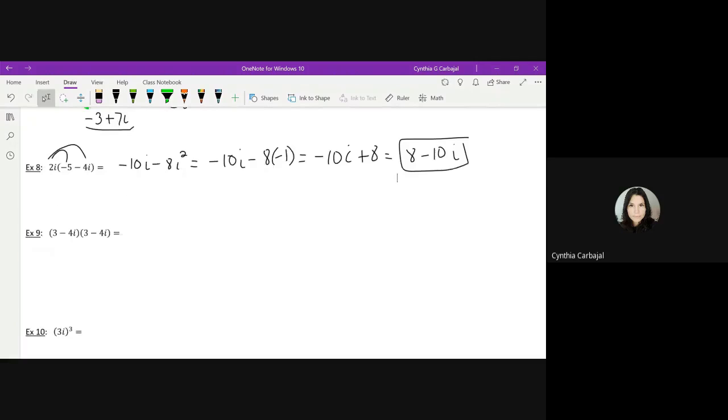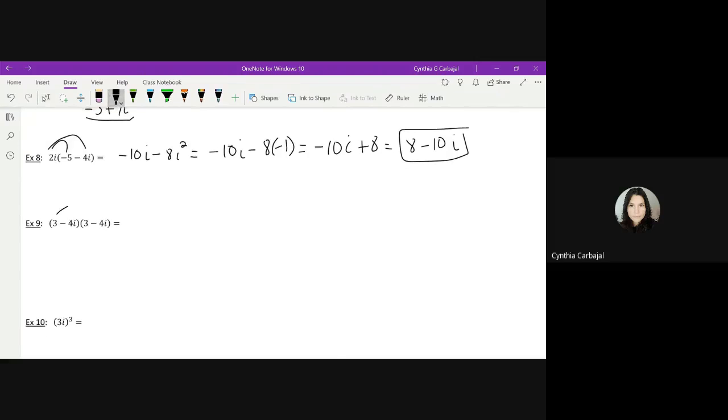And example 9 here. So here we're doing FOIL, where we're going to have to do 3 times 3 and then 3 times -4i. So we've done this again with binomials with variables, but now our variable is an i, which is an imaginary number. So 3 times 3 is 9, and then 3 times -4i is going to be -12i. Then we move to the next part. -4i times 3 is going to be -12i. And then -4i times -4i is going to give me a positive 16i to the power of 2.